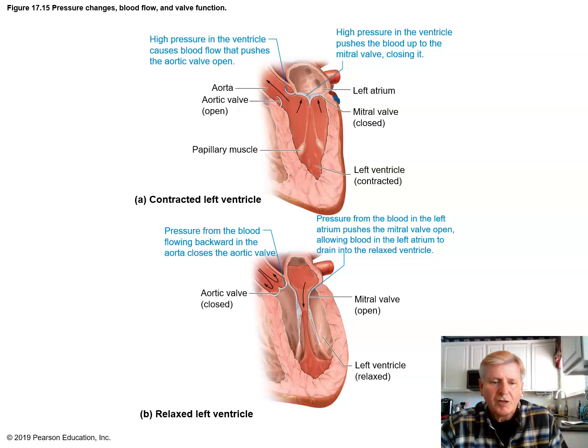Okay, we're going to stop there and then continue later. Okay, this is slide number 46, and we'll talk about the positioning of the valves during the functioning of the heart.